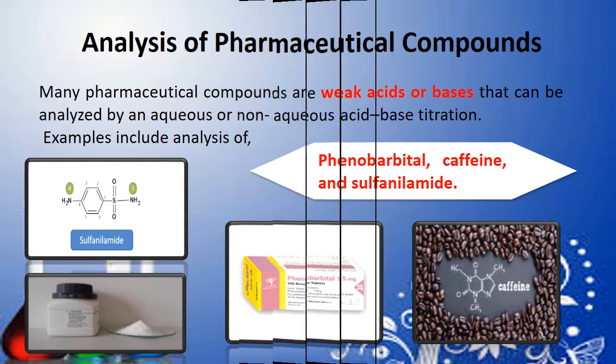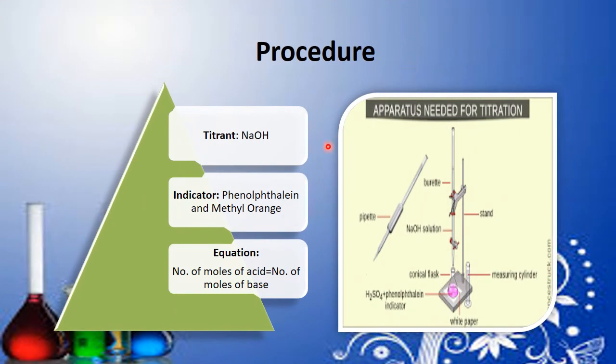The procedure includes titrating samples using sodium hydroxide, with phenolphthalein and methyl orange acting as indicators. This is the apparatus setting for the titration.